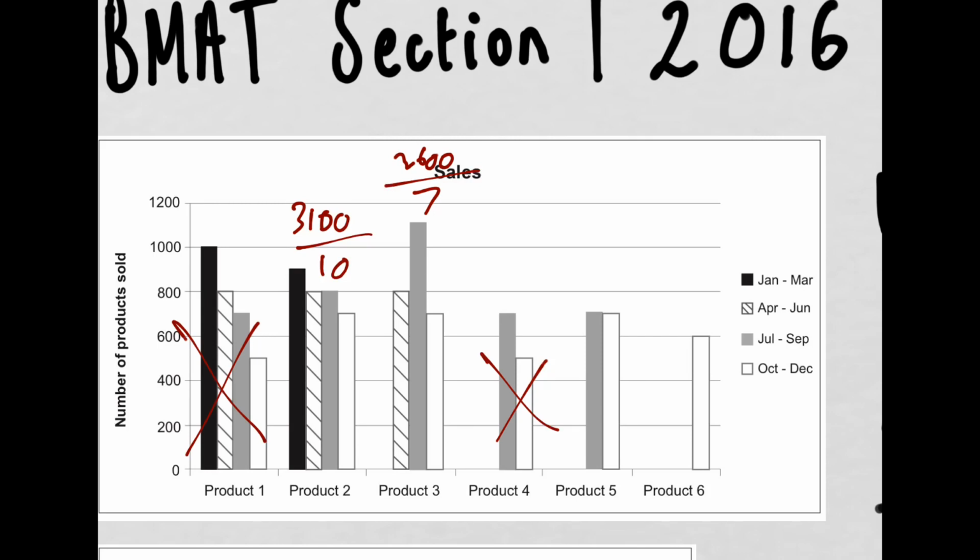So let's move on to product 5, where we can see that there was 700 in both months, which is 1400. As we said, product 5 started in September, so September through to December is 3 months. So moving on to product 6, which we know just had November and December, the 2 months.